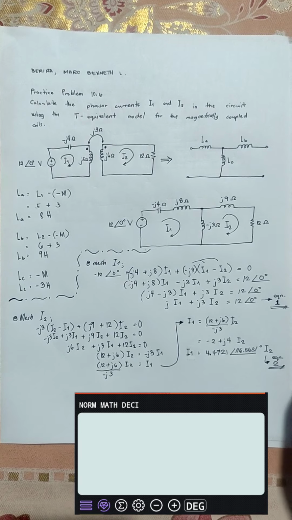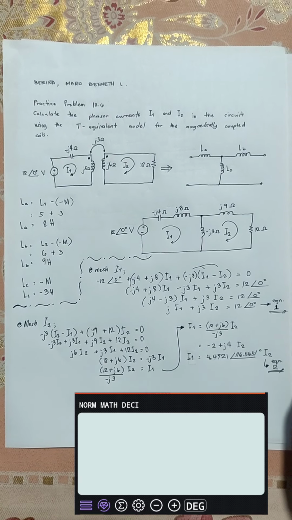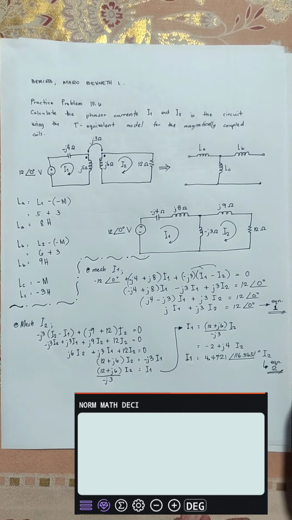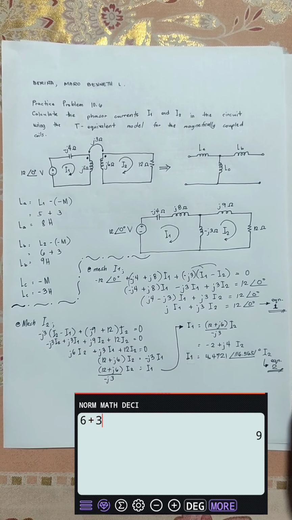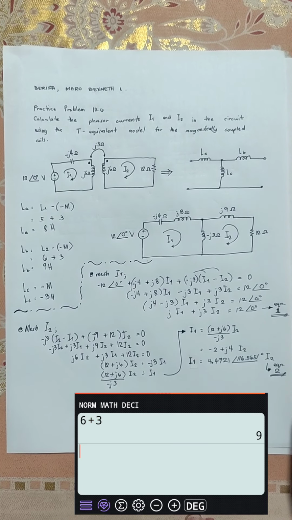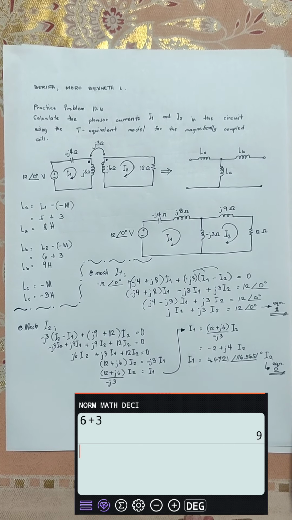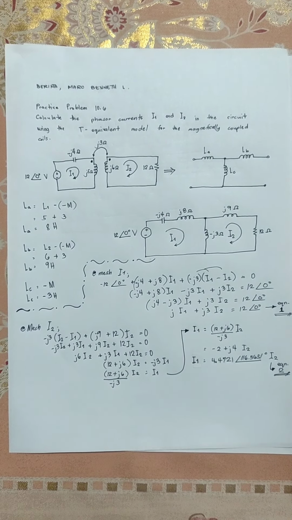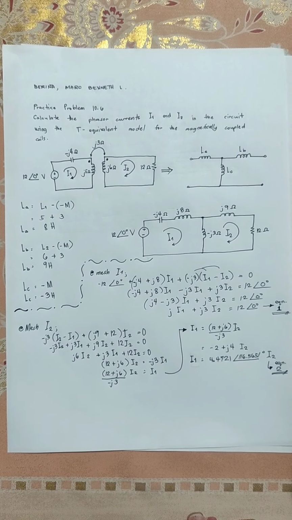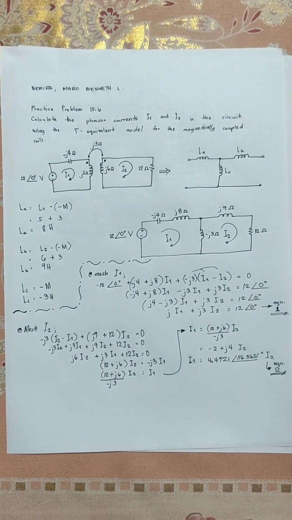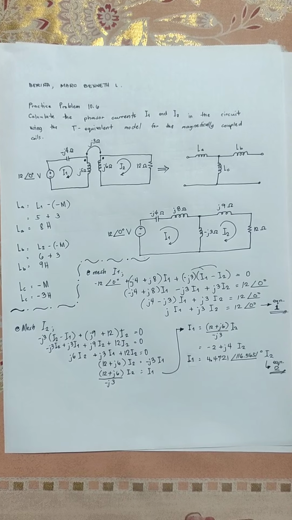For L sub B equals L sub 2 minus negative M, it is equal to 6 plus 3, or our L sub B is equal to 9 henry. For L sub C, it is equal to negative M. L sub C is now equal to negative 3 henry.